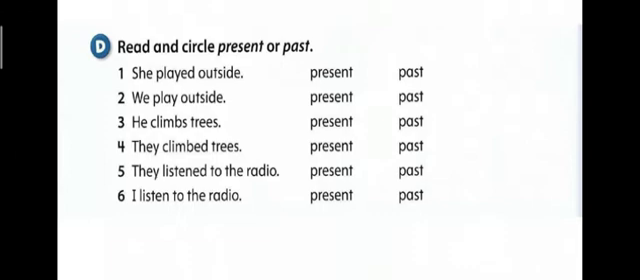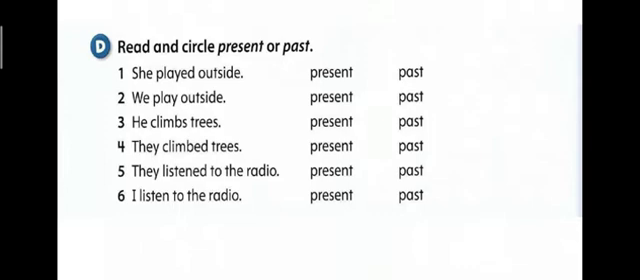Number three, he climbs trees, not climbed trees. That means it's present. He climbs trees now. Number four, they climbed trees. That's a regular verb with the ed, so that's past tense.